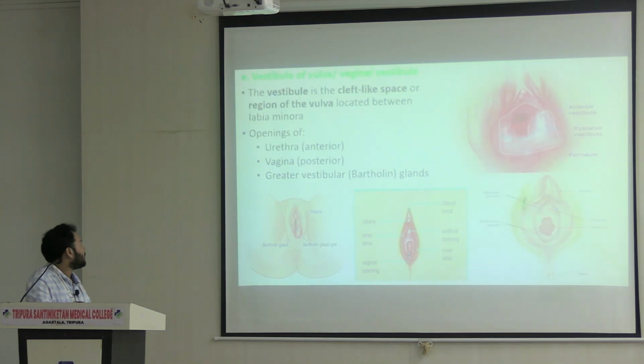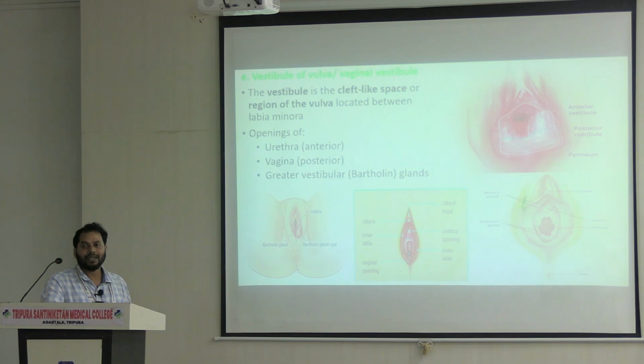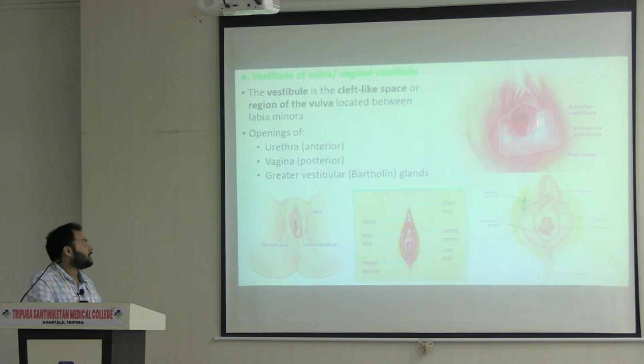Now comes the next part, the vestibule of the vulva. Again, this is an important part of the external genitalia. If you see the structure, it is basically divided into two parts: the anterior section and the posterior section, anterior vestibule and posterior vestibule. The vestibule is the cleft-like space or region of the vulva located between the labia minora. So this part was the labia minora, and in between the labia minora, there is a vestibule.